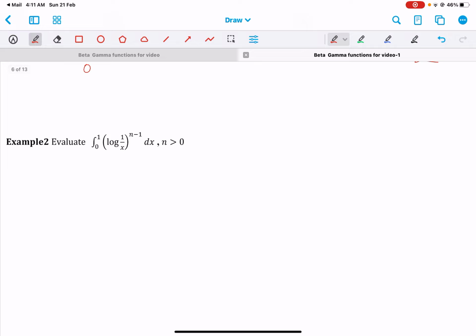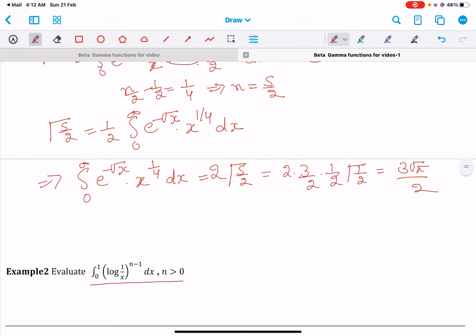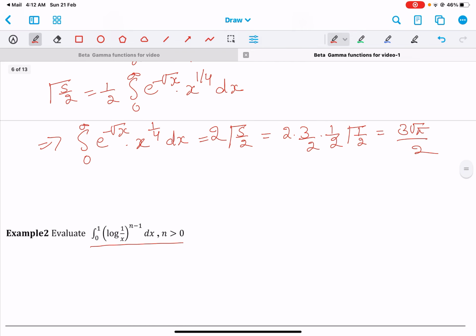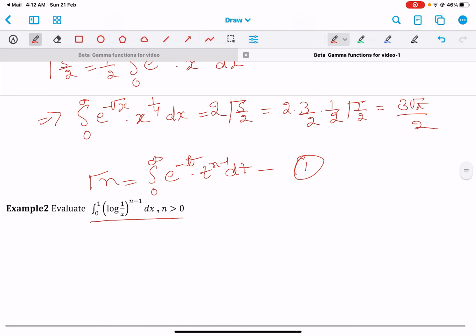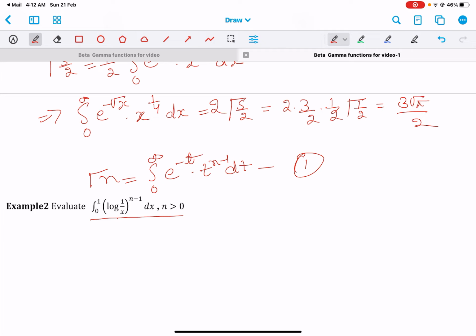Again, to evaluate this expression, if I just compare this expression with 1, so your 1 was gamma n equal to integral 0 to infinity e to the power minus t, t to the power n minus 1 dt. This was your equation 1. So if you just compare this expression with 1, you may well see that you need to put log 1 by x equal to t.